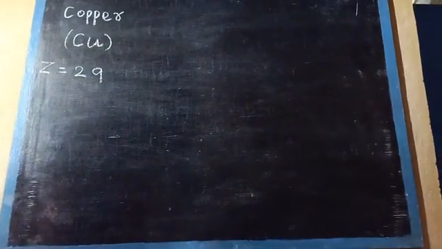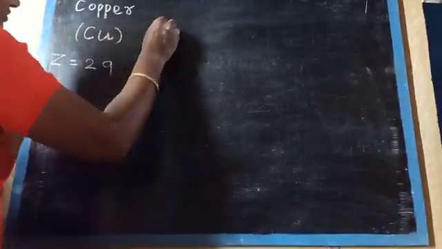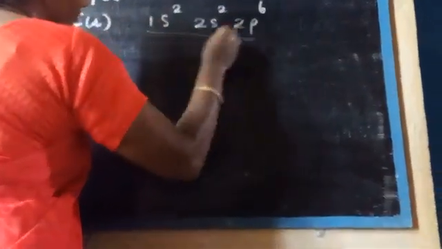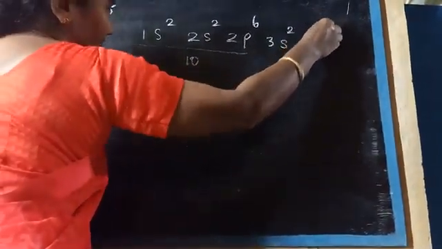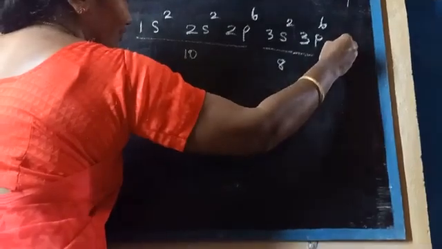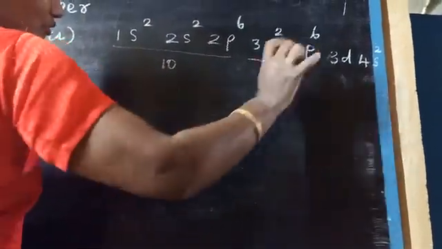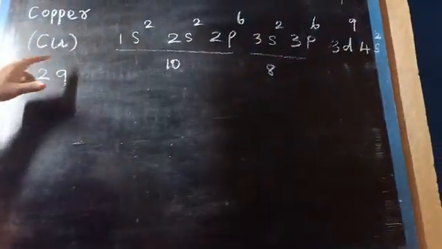Next example, this is a slight variation. Copper, symbol Cu, atomic number 29. Write the electronic configuration. 1s2, 2s2, 2p6, totally 10 electrons. Next, 3s2, 3p6, 8 electrons. Here the total is 29, so next is 3d and 4s. First 4s2. So how many? 10, 8, 2, that is 20. Remaining 9. So 3d9, 4s2. This one is expected.